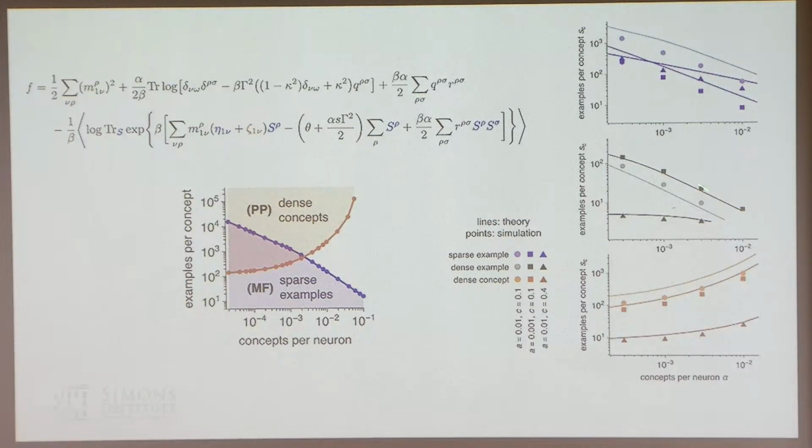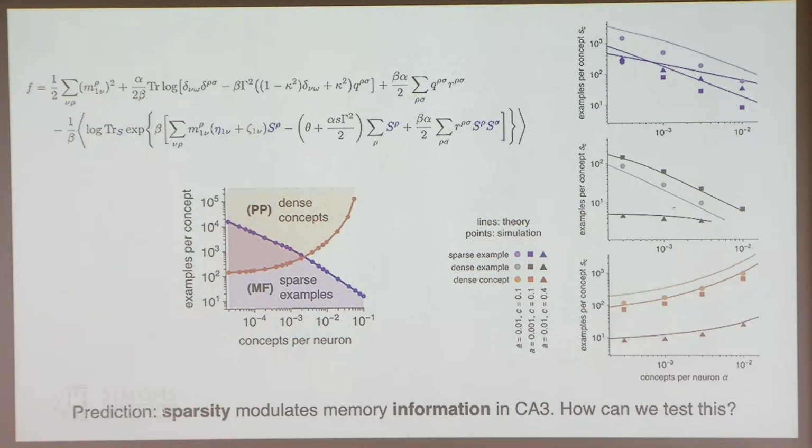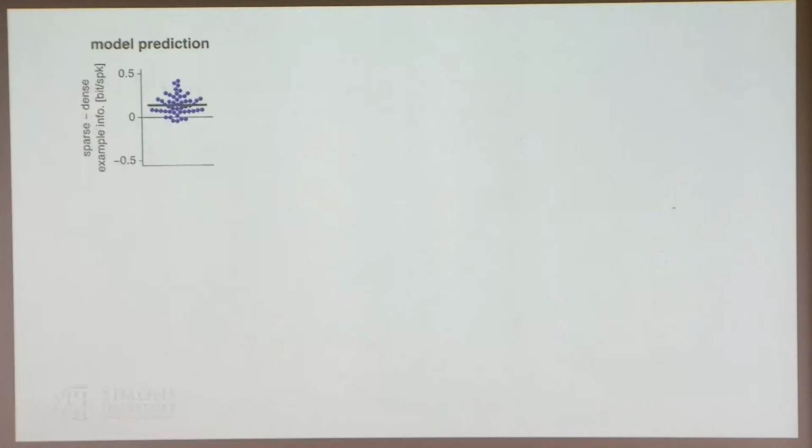And this is just showing that our theory matches reasonably well with simulation. So the prediction here is that sparsity, whether it's sparse or dense, modulates memory information, so whether it's an example or concept in CA3. So can we test this in any way? To be particular, this is the prediction that our model makes.